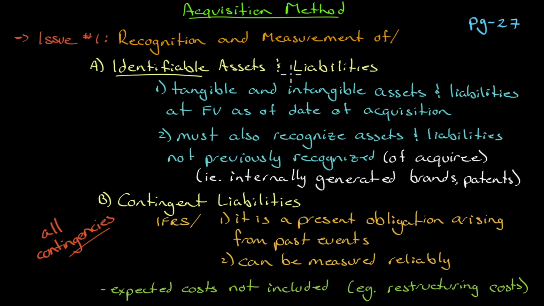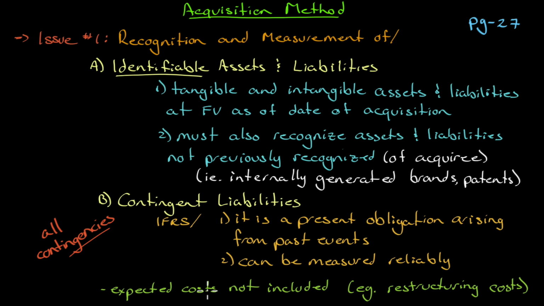So identifiable assets and liabilities. What other assets and liabilities are there? There are contingent liabilities. IFRS says you'll recognize it if it is a present obligation arising from past events and can be measured reliably. And IFRS is all contingencies. All contingencies that you can identify that are present obligations arising from past events and that can be measured reliably. Any expected costs, however, are not included. Only contingencies. The key word here is a present obligation arising from a past event. An expected cost is a future cost arising from a current event.